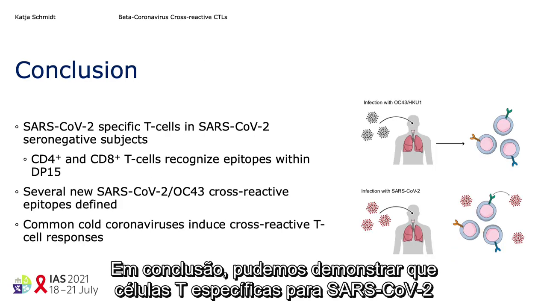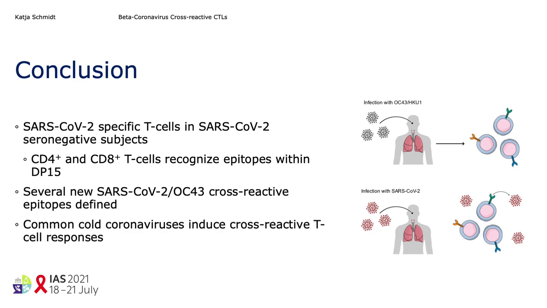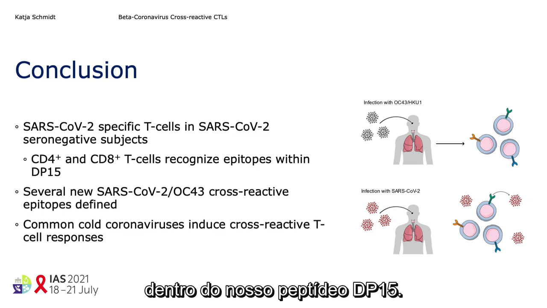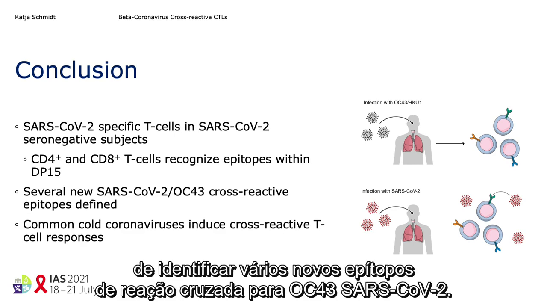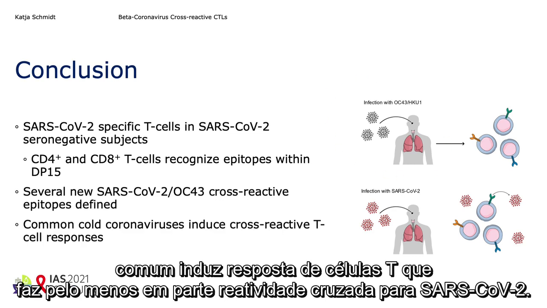In conclusion, we could show that SARS-CoV-2 specific T cells can be found in SARS-CoV-2 seronegative subjects. Both CD4 as well as CD8 T cells were able to recognize epitopes within our peptide DP15. And furthermore, we were able to identify several new SARS-CoV-2 OC43 cross-reactive epitopes. Taken together, this indicates that infection with common cold coronaviruses induces a T cell response that is then at least in part cross-reactive to SARS-CoV-2.